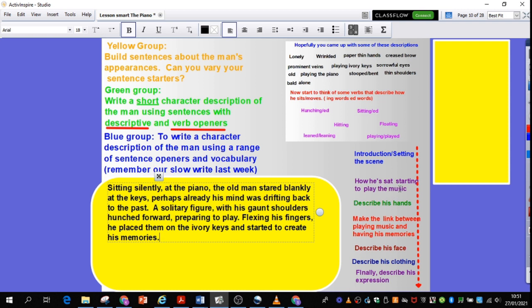I now want to talk a little bit more about him staring into the distance, because then that pulls it back to this bit here, his mind drifting back. I want to keep talking about his memories, and I've mentioned start to create his memories here. As he played, he stared blankly into the distance. His mind focused on other things.